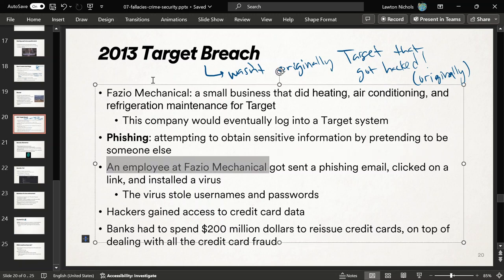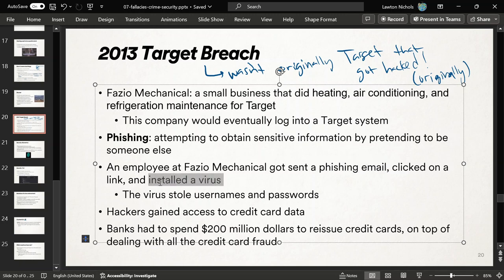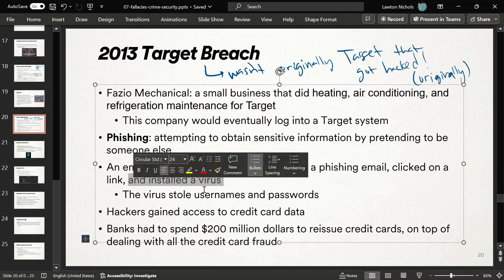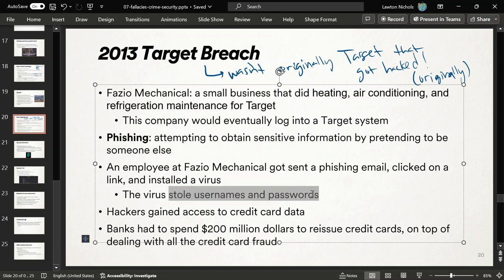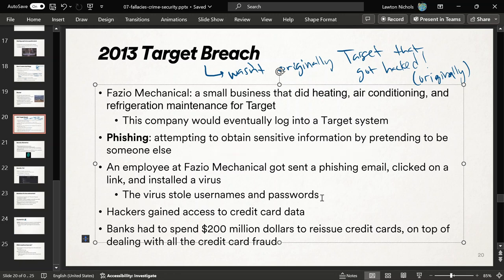And so an employee at Fazio Mechanical got sent a phishing email. They thought it was legit. They clicked a link, logged in, and that eventually gave them a virus. And that virus, all it did was steal usernames and passwords and login information, stuff like that. But Fazio Mechanical eventually logged into a Target system, and the virus, maybe I should have said worm instead, propagated itself, and eventually it found usernames and passwords for Target systems.